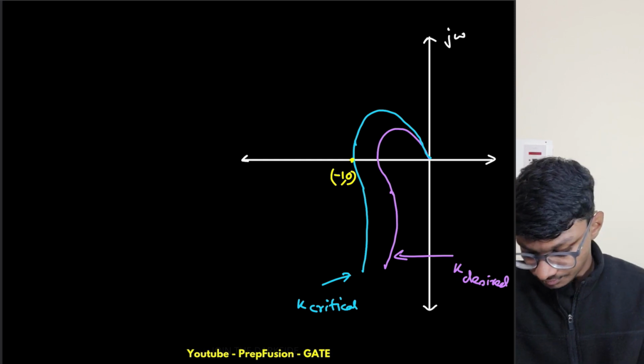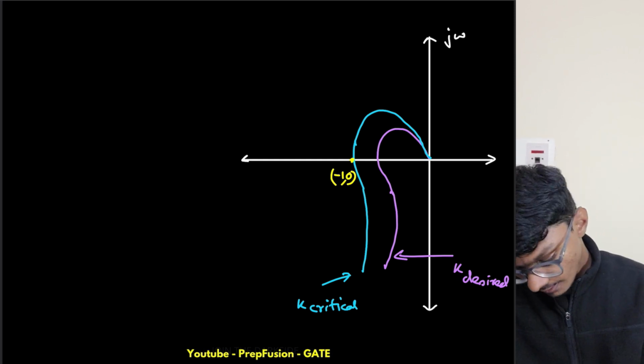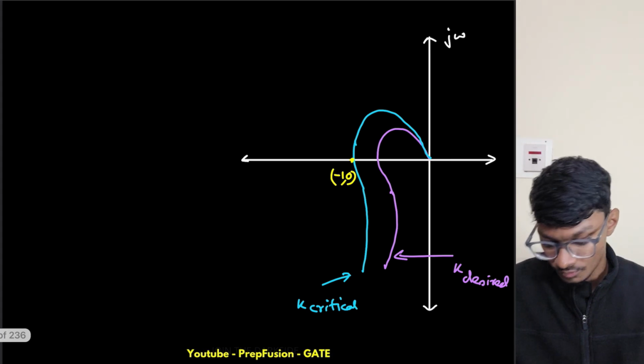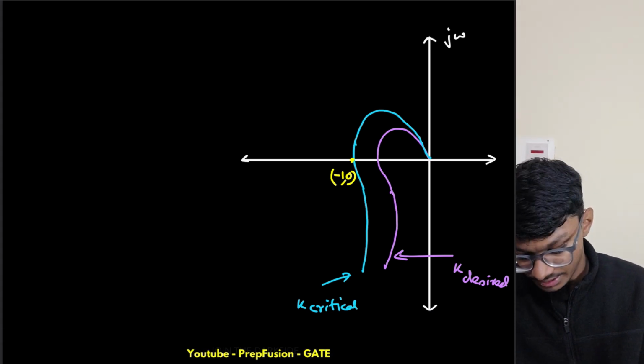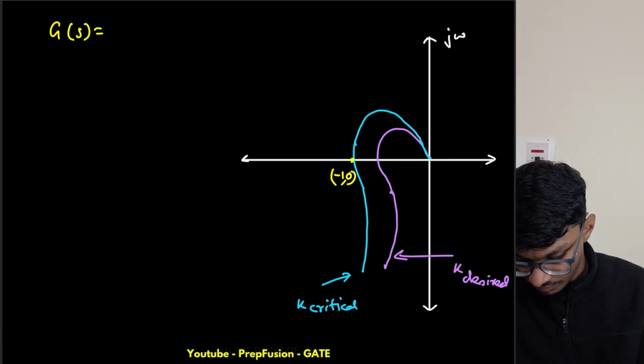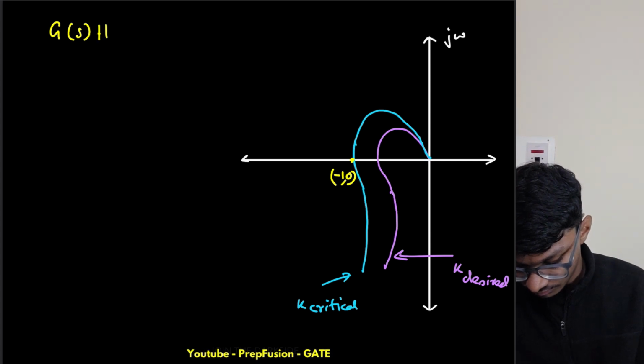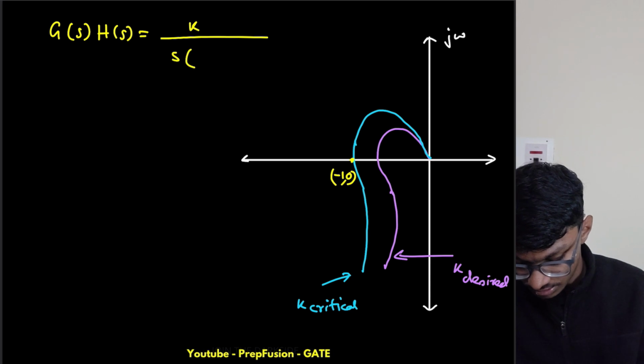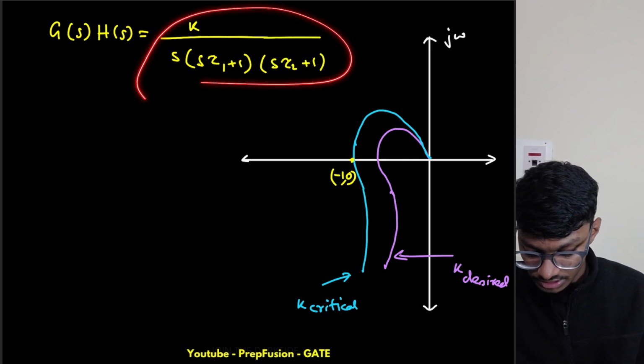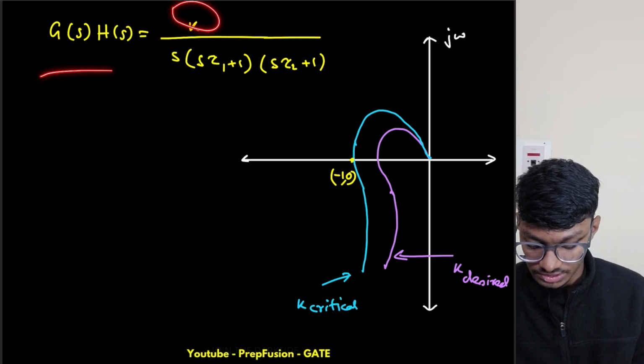Right? So now what can I write? Let me write my g of s, h of s like this: k by s into (tau 1 s plus 1) into (tau 2 s plus 1), right? So here you can see that the gain of my old transfer function is k itself.